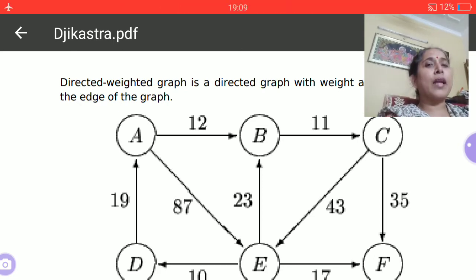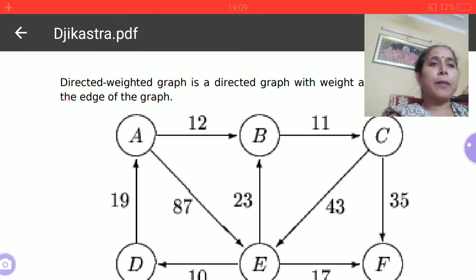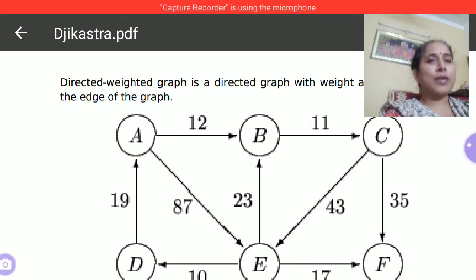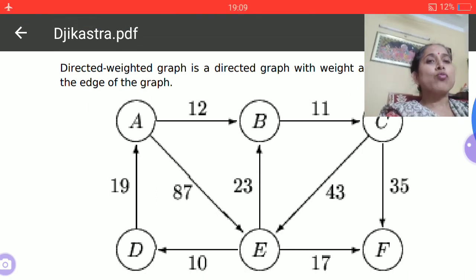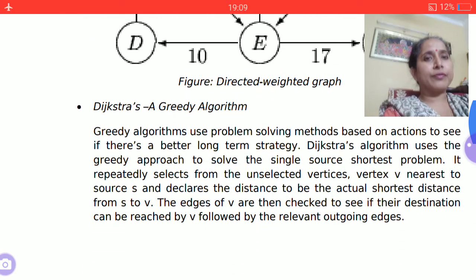Let's say, for example, A is adjacent to B. A is the source node and B is the destination node. So, in simple English, we are going to read it out as A adjacent to B. And the cost of the edge A to B is 12, as mentioned in your given figure. A is also adjacent to E, and the cost of that edge mentioned on the figure is 87. So the given example that is there at present on your screen is an example of a directed weighted graph.